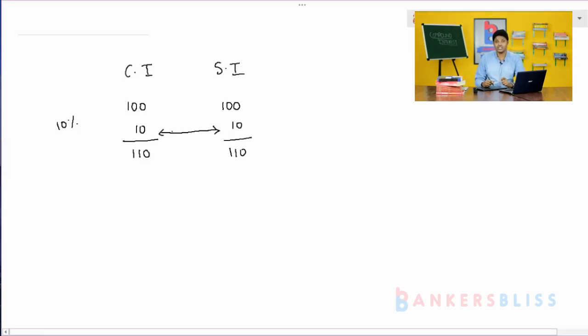This point is very important because while solving many varieties of problems, this concept definitely helps you because it reduces the complexity of the problem. The first year interest under compound interest and the first year interest under simple interest is the same.